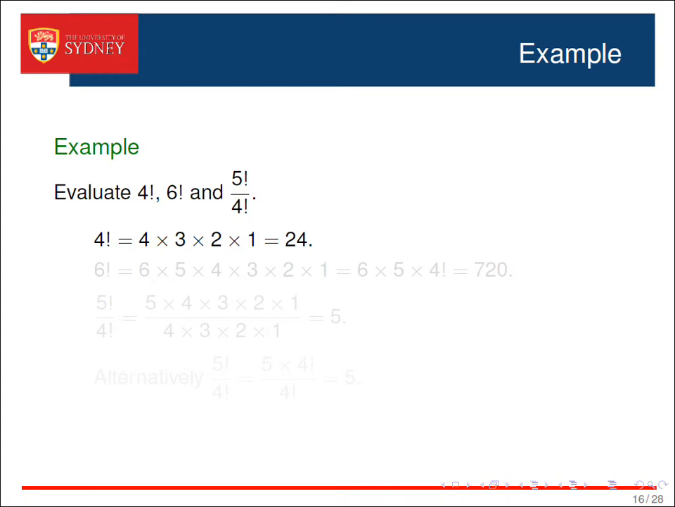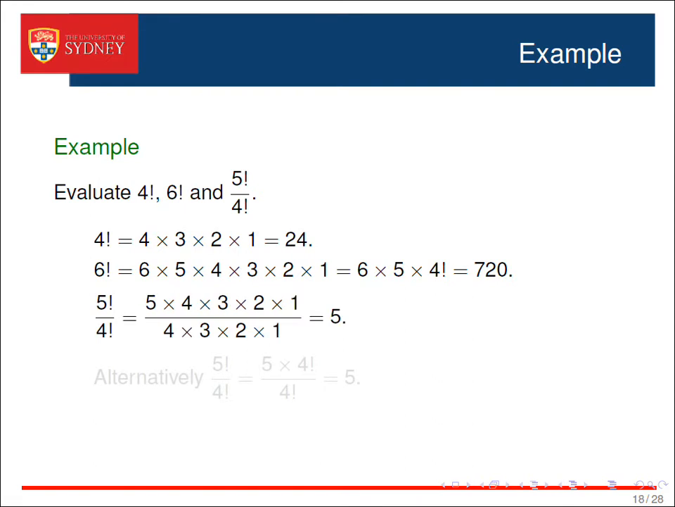4 factorial is simply 4 times 3 times 2 times 1, which equals 24. For 6 factorial, we can simply multiply out as with 4 factorial, but notice that 4 times 3 times 2 times 1 is equal to 4 factorial, which we know is equal to 24. So we can write this as 6 times 5 times 4 factorial, which equals 720.